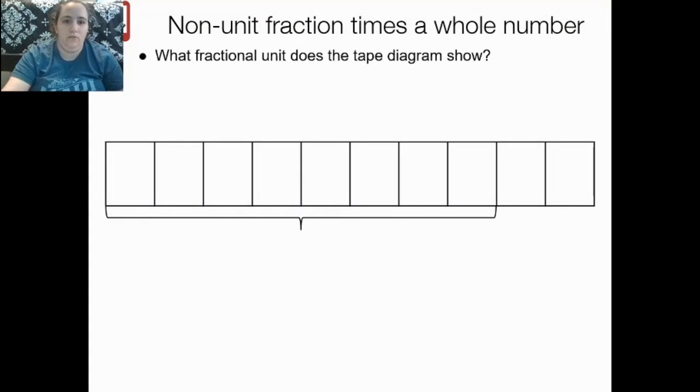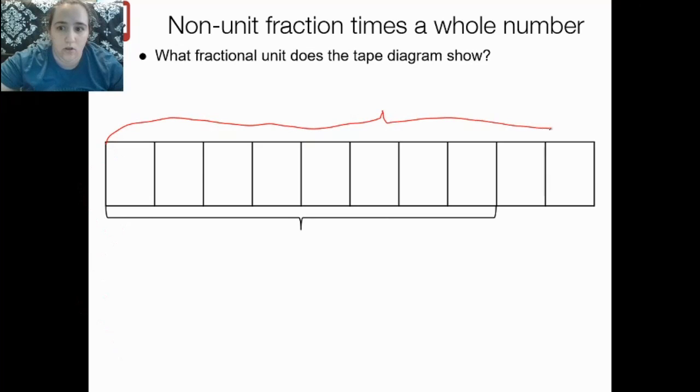Alright, so now we want to know what fractional unit does the tape diagram show? Well, first of all, we need to know how many parts are there, how many boxes are there. So if this is all equaling up to 1, so 1 whole, how many different boxes do we have? 1, 2, 3, 4, 5, 6, 7, 8, 9, 10. Okay, so how many is it showing that it's selected? So let's count this out. First of all, we know that there are 10 total parts. So now we need to figure out how many is it selecting. So that's 1, 2, 3, 4, 5, 6, 7, 8. So it is showing us 8/10.